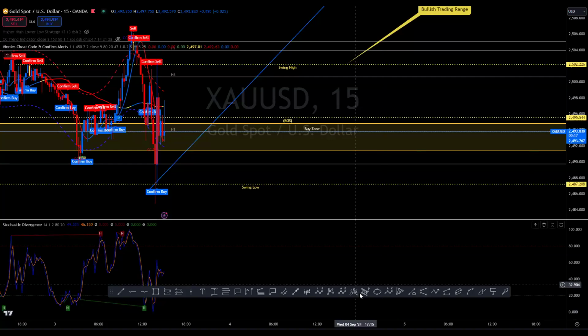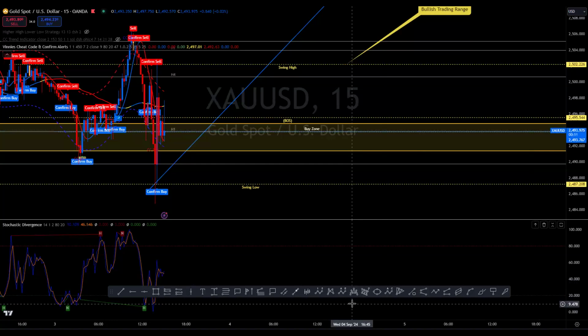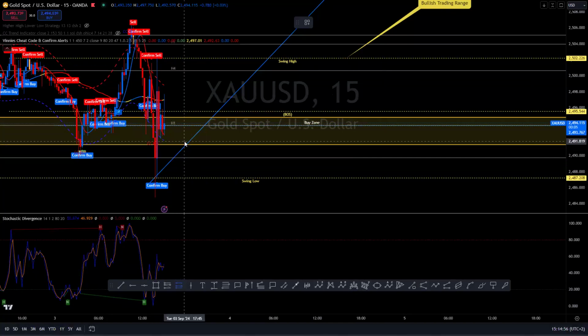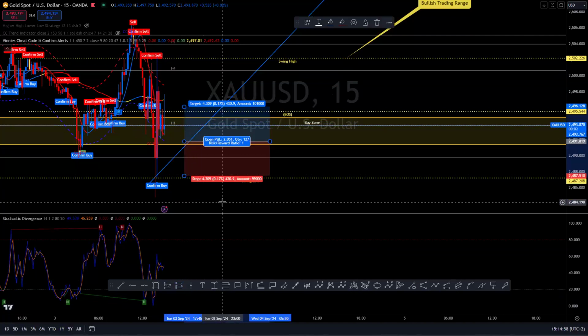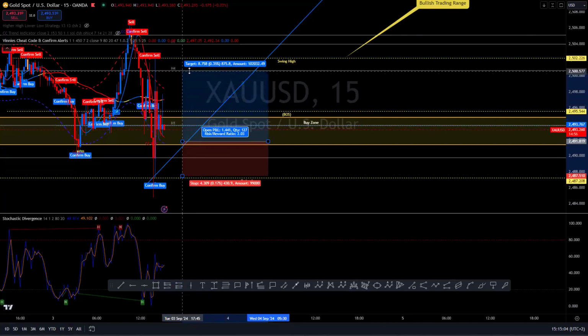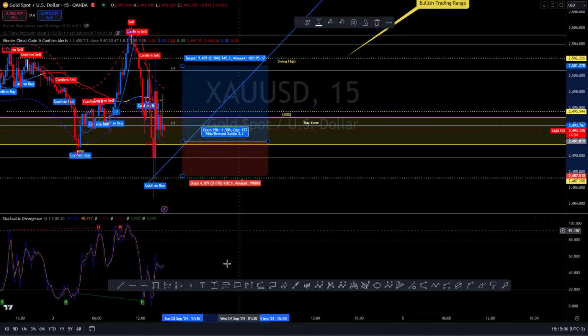Okay, so we've got 20 seconds before the 9:15 candle closes. Since price is in an overall bullish market at this point, I'm looking to do a long position. Looking to buy.